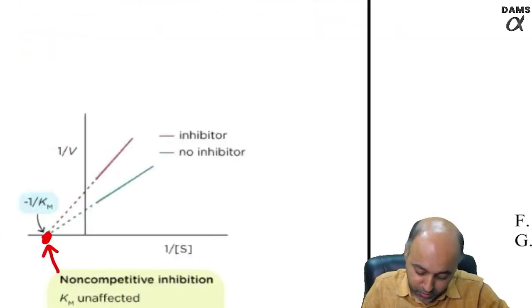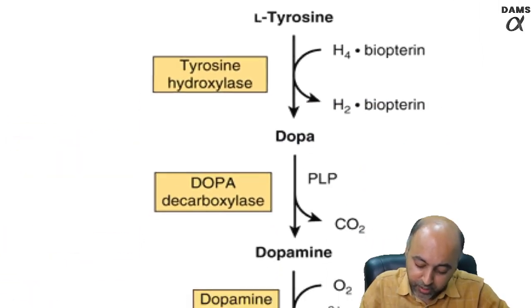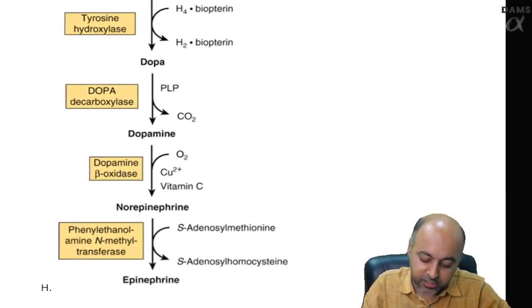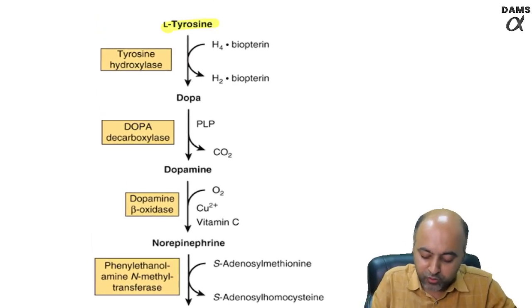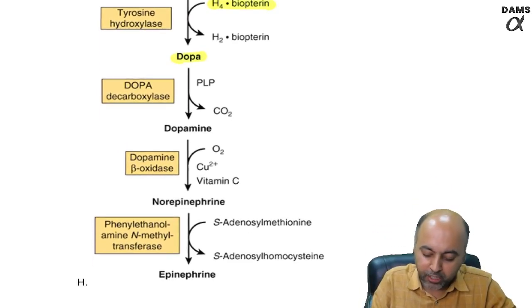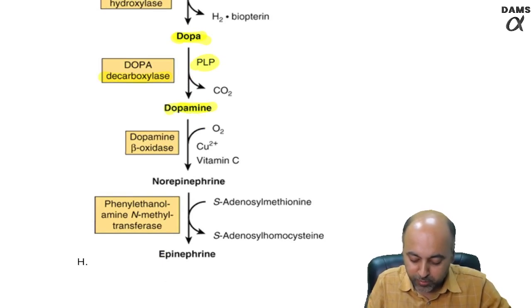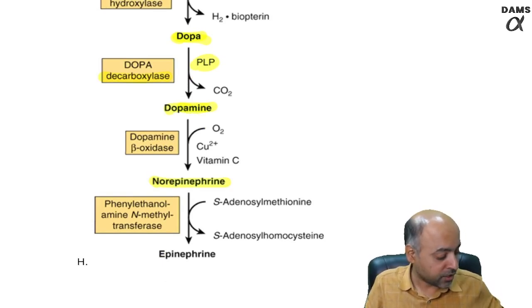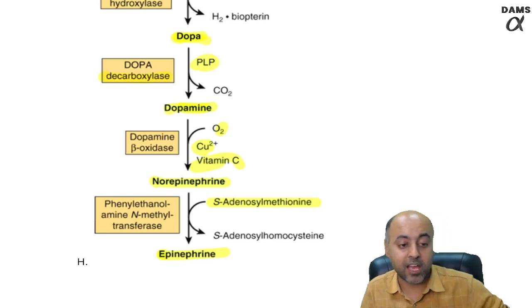All right, so that was about the special products, and also make note of the catecholamine synthesis. Lots of coenzymes are required in catecholamine synthesis. Conversion of tyrosine to dopa requires tetrahydrobiopterin. Conversion of dopa to dopamine requires pyridoxal phosphate because it is again a decarboxylation. From dopamine to norepinephrine, we require the copper and vitamin C, and conversion of norepinephrine to epinephrine requires SAM.